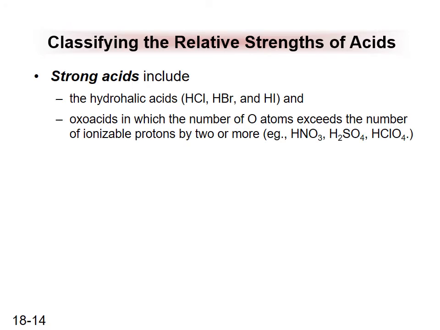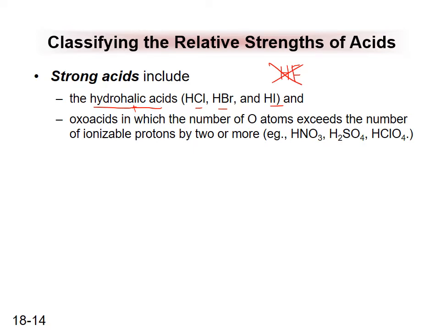Here I will show you a list of strong acids and weak acids. It is important that you spend time to memorize them. Strong acids include hydrohalic acids. Halic means halogen, so chlorine, bromine, iodine, group 7 elements. The binary acids are strong acids, excluding hydrofluoric.